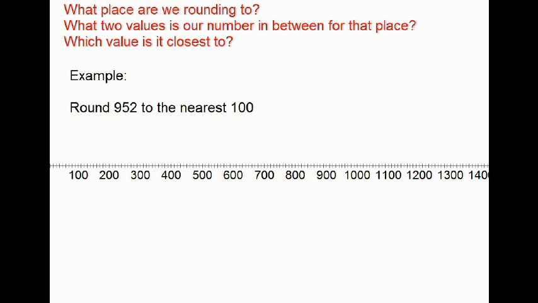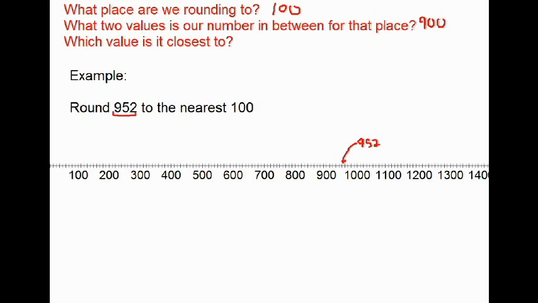So we're going to look at one more example here, and again, in this case, the place value that we're rounding to is to the nearest 100. So once again, my number line does count in 100s, and next we ask ourselves, well, what two values is our number in between? So the value that we're looking at here is 952. And if we were going to put 952 on the number line, it would be right about there. So the two values that it's in between is 900 and 1000.